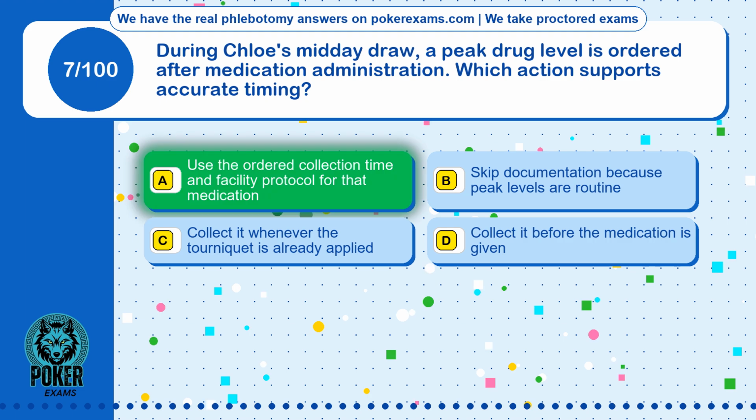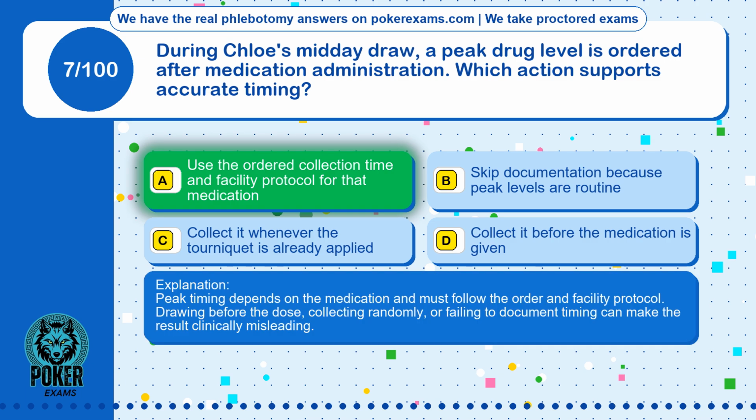The correct answer is option A. Use the ordered collection time and facility protocol for that medication. Peak timing depends on the medication and must follow the order and facility protocol. Drawing before the dose, collecting randomly, or failing to document timing can make the result clinically misleading.